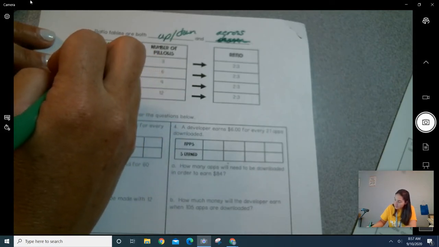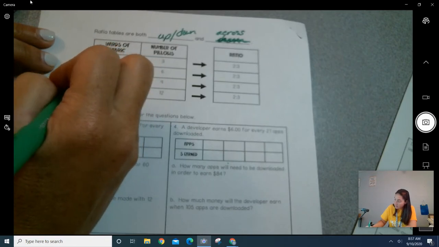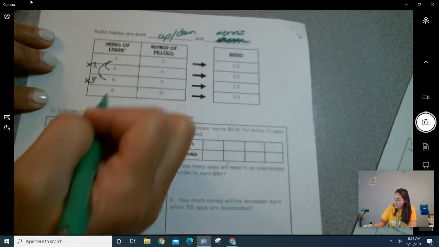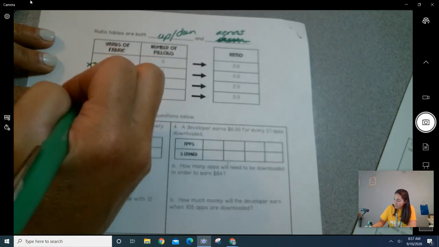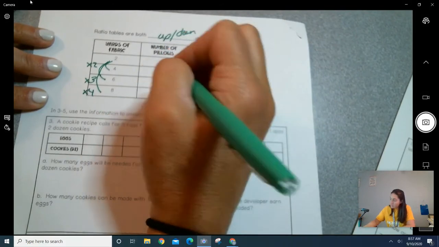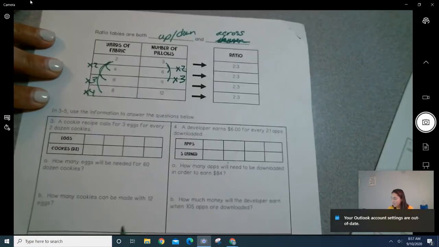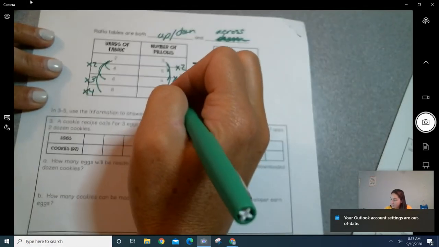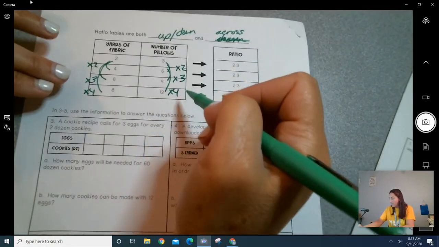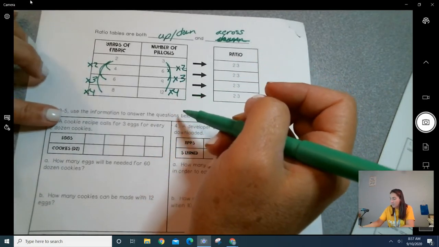Up and down is if I take times 2 here, or if I do times 3, it gets me to the 6, or if I do times 4, it gets me to the 8. If I do the same thing over here, times 2 gets me from 3 to 6. Times 3 gets me to the 9. Times 4. So that's how I'm making equivalent ratios, by multiplying by the same number each time.